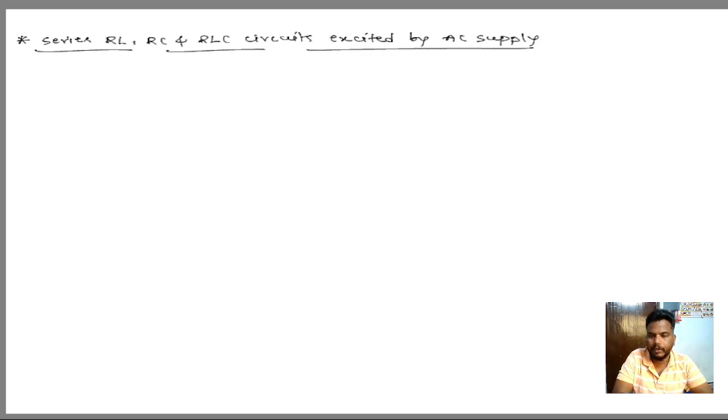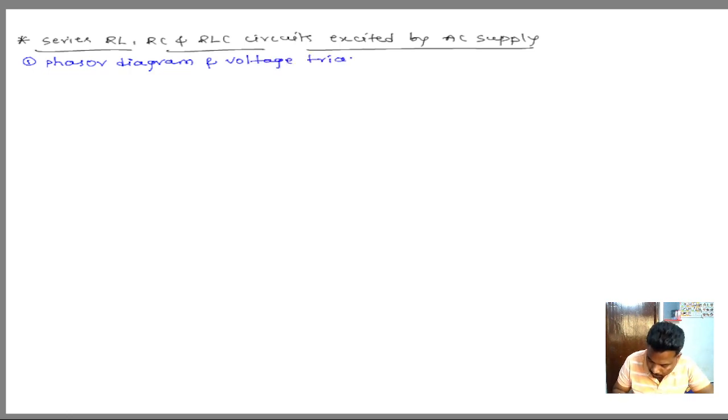Remember, whenever we are going to discuss about the series circuits, remember a few points. First, for the series combination, we need to draw the phasor diagram and voltage triangle of that series combination.